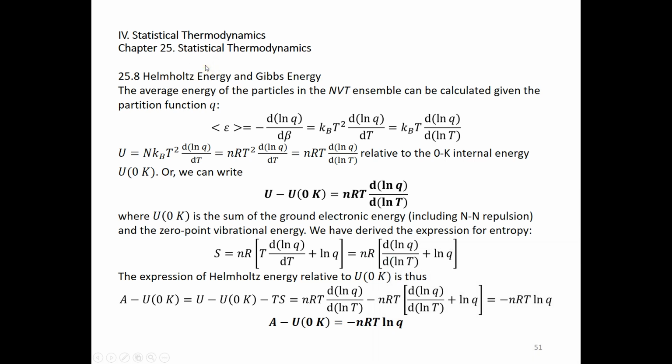Chapter 25, Statistical Thermodynamics, Section 25.8, Helmholtz energy and Gibbs energy. The average energy of the particles in the NVT ensemble can be calculated using these equations. The average energy is equal to negative d ln q over d beta, or kBT squared d ln q over dT, or kBT d ln q over d ln T.